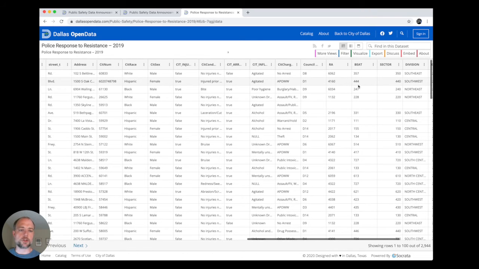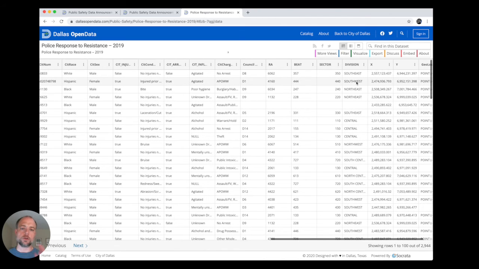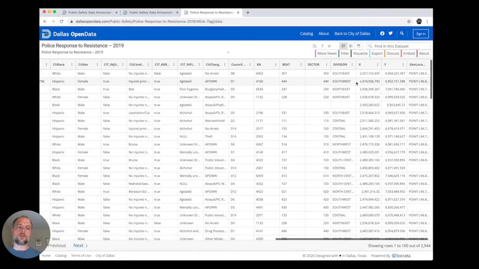City council district, again, the reporting area, beat and sector, and the division relates to the location, the administrative area for DPD. Then we do have an X and Y, and again, this is the state plane, which is great. I'll do a video about Texas state plane, so you have a better idea of that. Then you also have the geolocation, a point. Again, this is a latitude, longitude point.